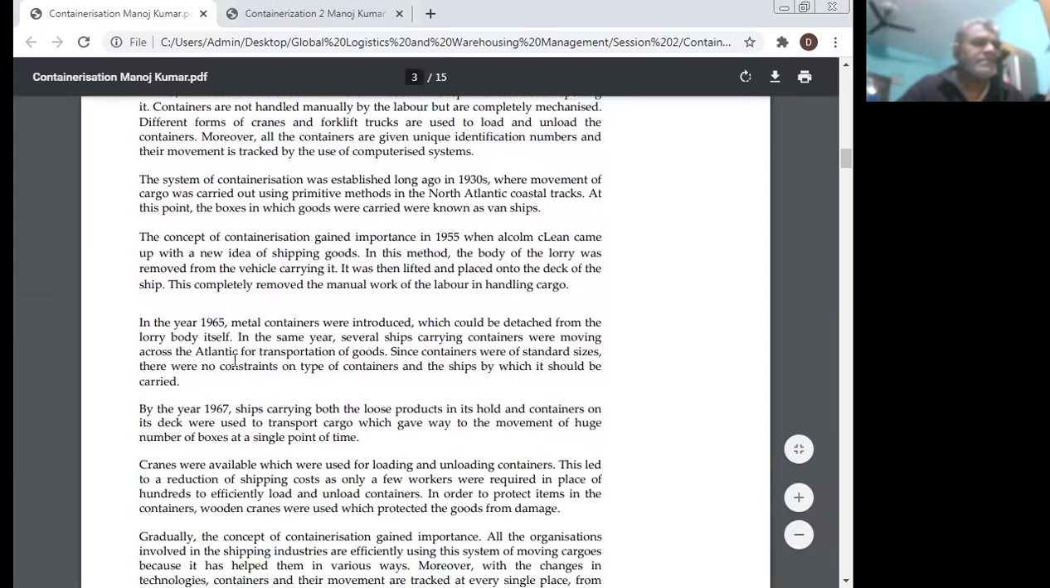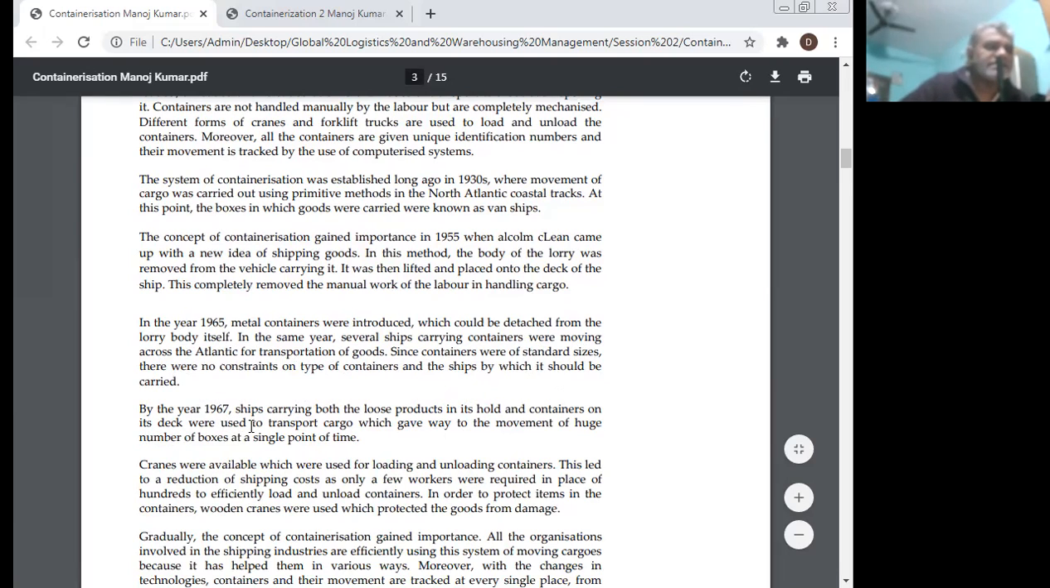In 1965, metal containers were introduced which could be detached from the lorry body itself. In the same year, several ships carrying containers were moving across the Atlantic for transportation of goods. Since containers are of standard size, there were no restrictions on the type of containers and the ships by which they should be carried.